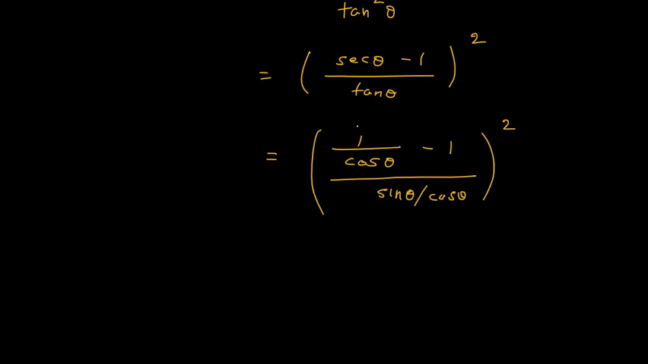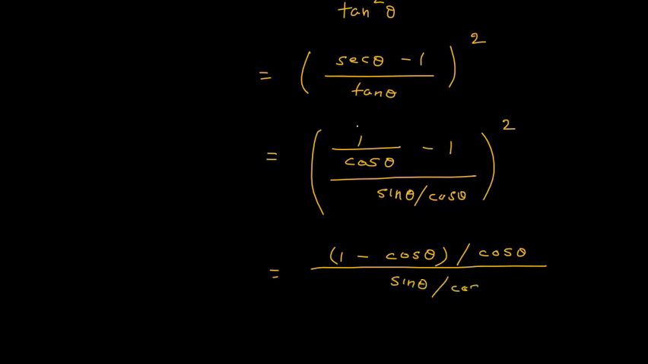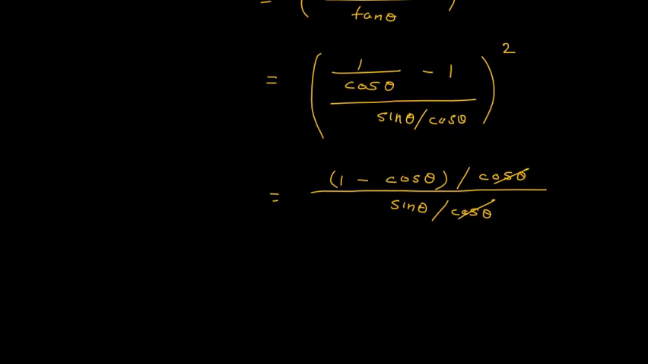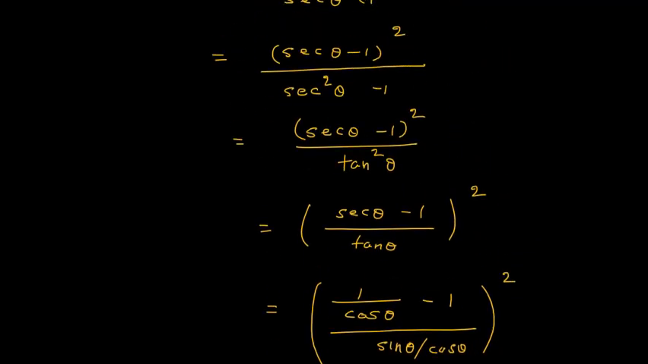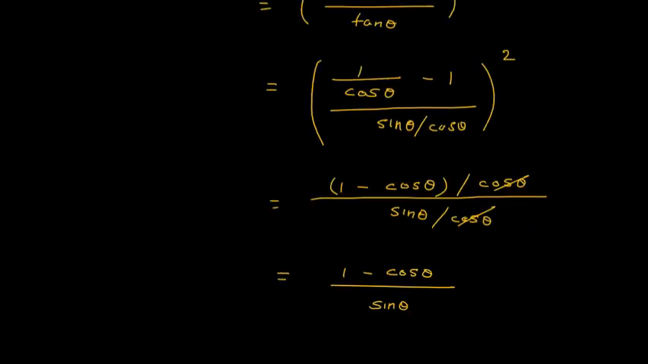Okay, so this is 1 minus cos theta, the whole divided by cos theta. This whole divided by sin theta upon cos theta. So cos theta will cancel, and you have finally 1 minus cos theta upon sin theta. So 1 minus cos theta upon sin theta will be your answer. No, it is not. We have a square sign also here.